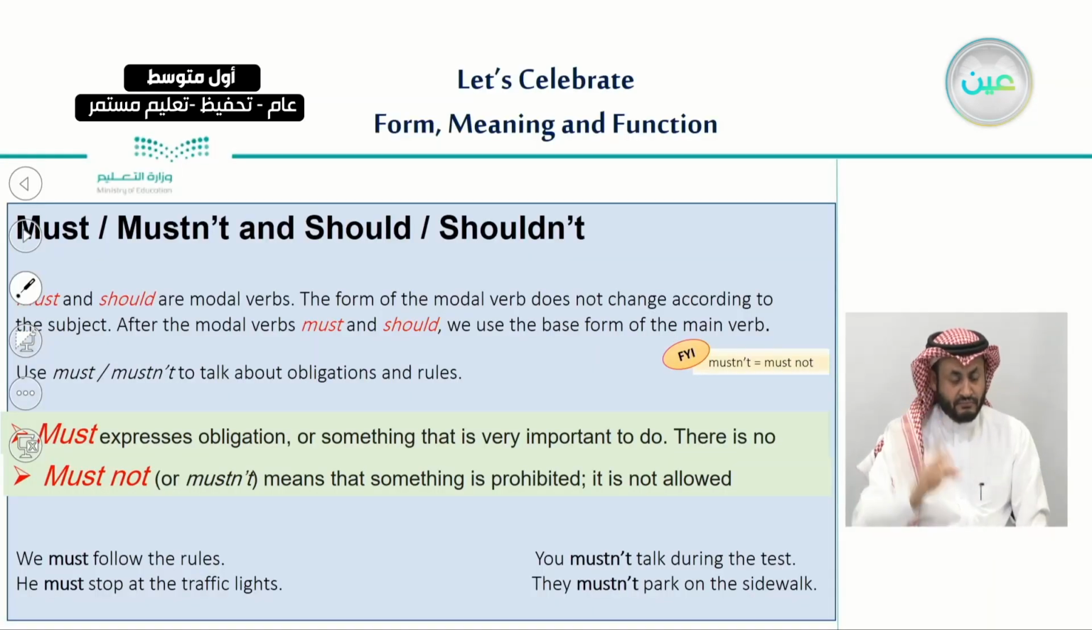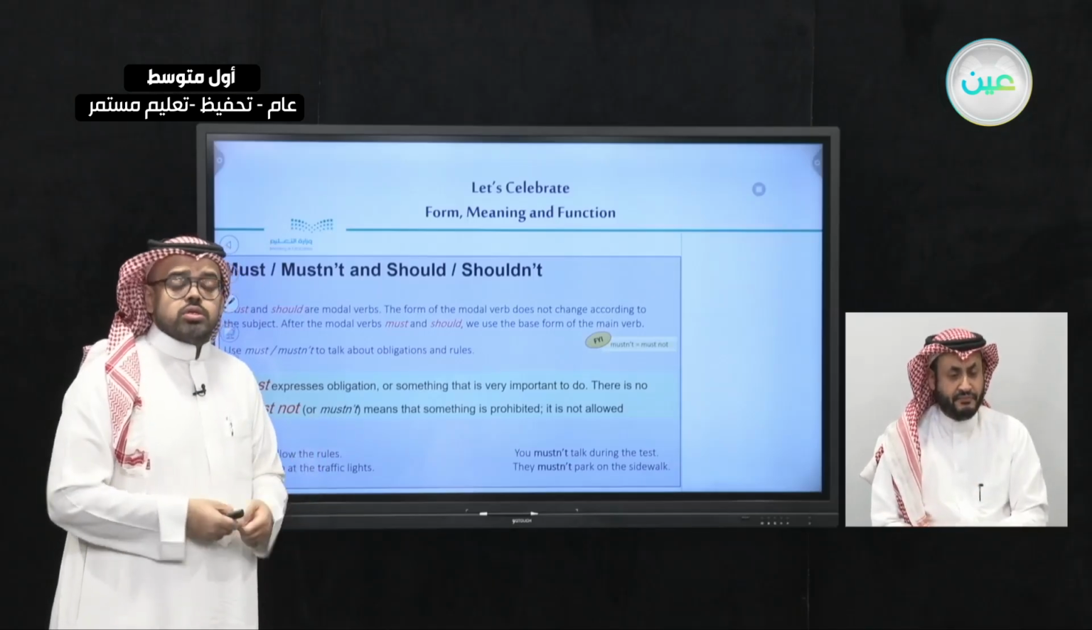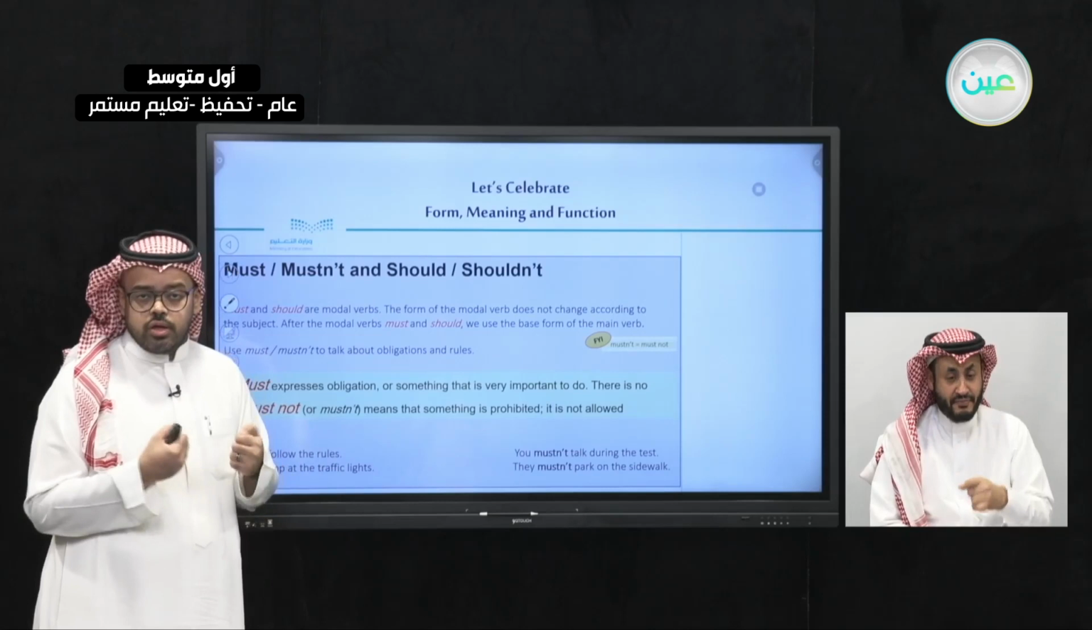Let's begin with must. We use must or mustn't to talk about obligations and rules. To talk about obligations, the things that are very important and very necessary that we need to do.